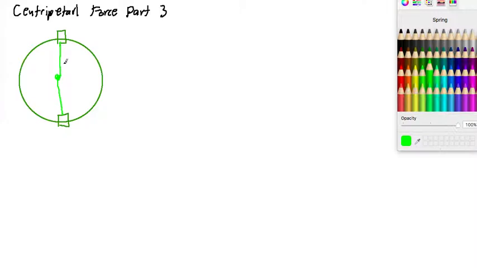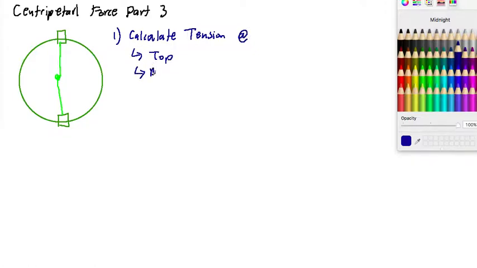Now the problem asks you to, number one, calculate the tension in the rope at the top and at the bottom. And part 2 is where is the most tension.